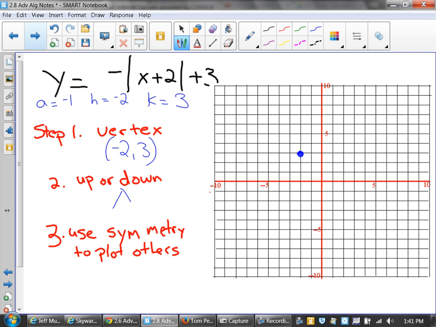Now I'm just going to use symmetry, like we were saying a second ago, to plot them. The A value, when you're looking at absolute value graphs, plays the role of slope. My A value is -1, which tells me I go down one, right one, down one, right one. And then to be symmetrical on the other side, down one, left one. And you're done.